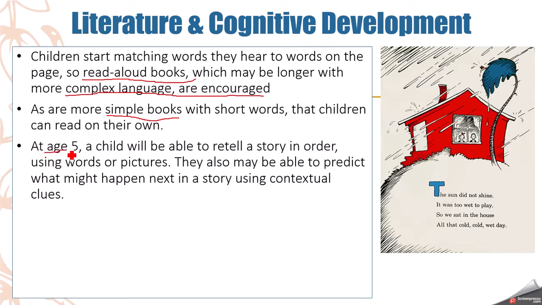So by the age of five, a child is able to retell a story in order using words or pictures. They can also predict what might happen next in a story using contextual clues. So if you take a three-year-old to see a movie, and that three-year-old comes back home and you say, oh, now tell me what happened in the movie. They'll say, oh, well, the prince kissed the princess, but then only before that happened, there was a chase. And then there were also dwarves, and then there were also elves, and then also the princess escaped from the dragon. Like, it's totally out of order, right? They're just sort of remembering the parts that they liked.